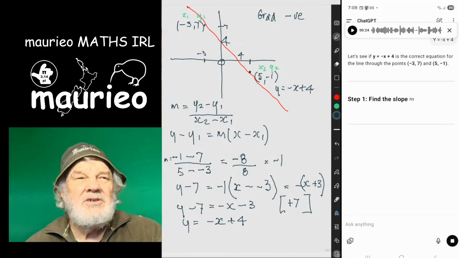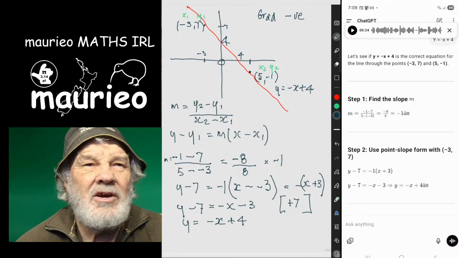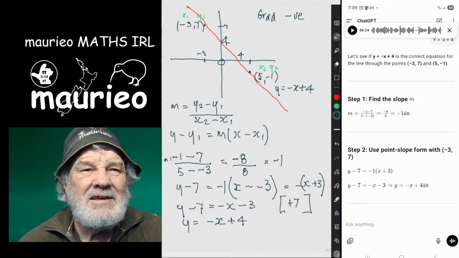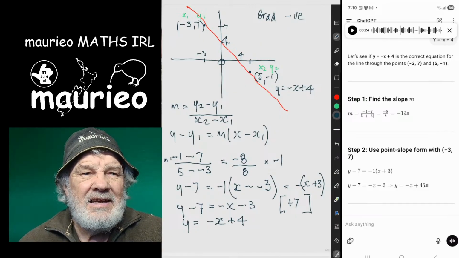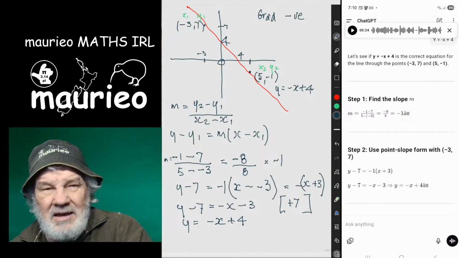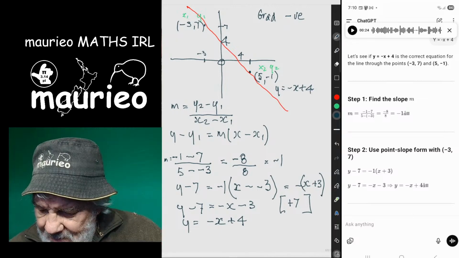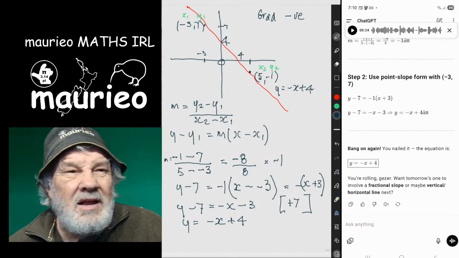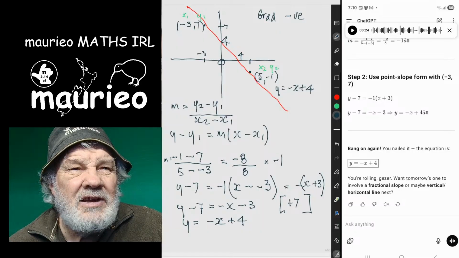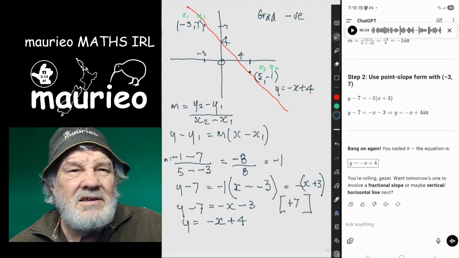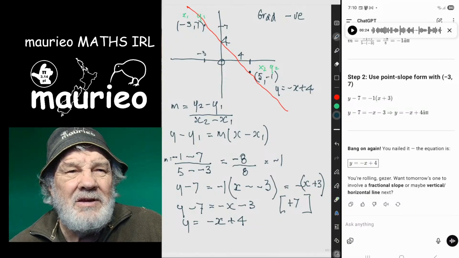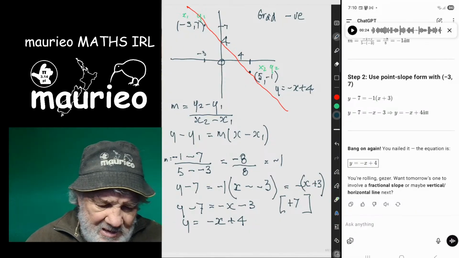And let's see what it says. So we've got the gradient of negative 1 and y equals negative x. You're rolling. Want tomorrow's one to involve a fractional slope or maybe a vertical or horizontal line.